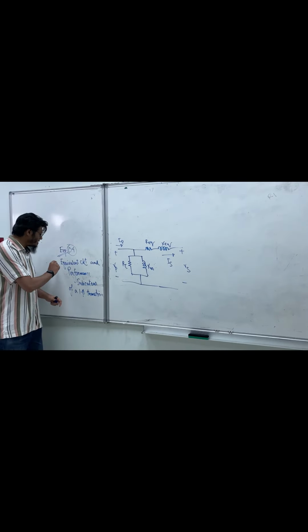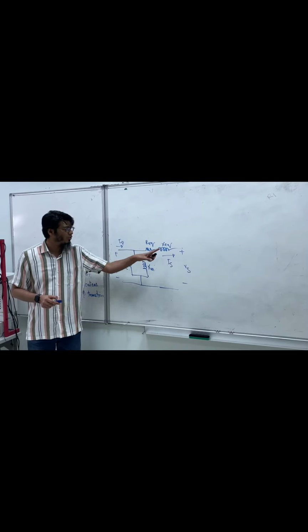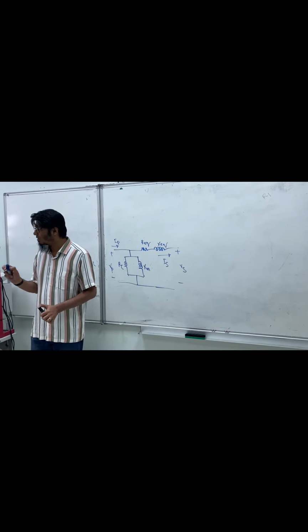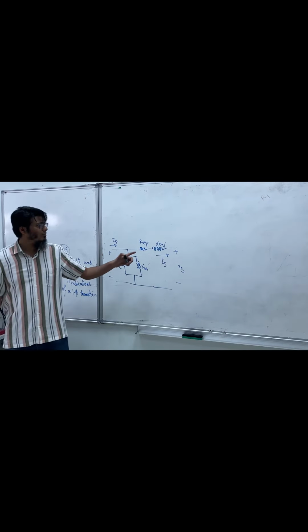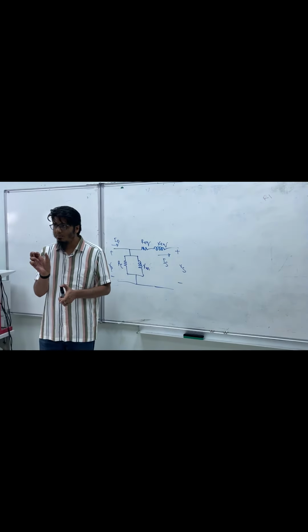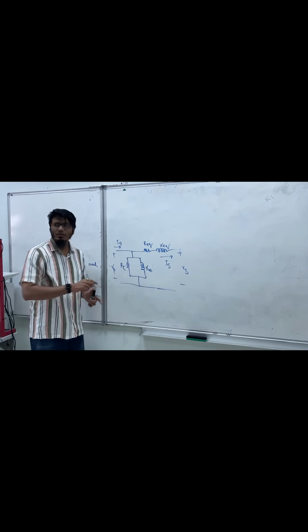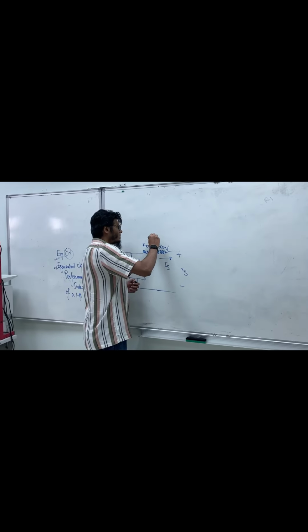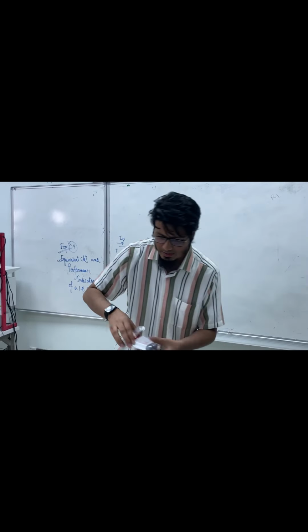Now our first task is to find the equivalent circuit parameters. We need to find the values of these four: RC, XM, R equivalent, X equivalent. Clear? What about R equivalent? R equivalent is RP plus RS, the primary resistor and secondary resistor. This is the copper loss. Yes, copper loss.